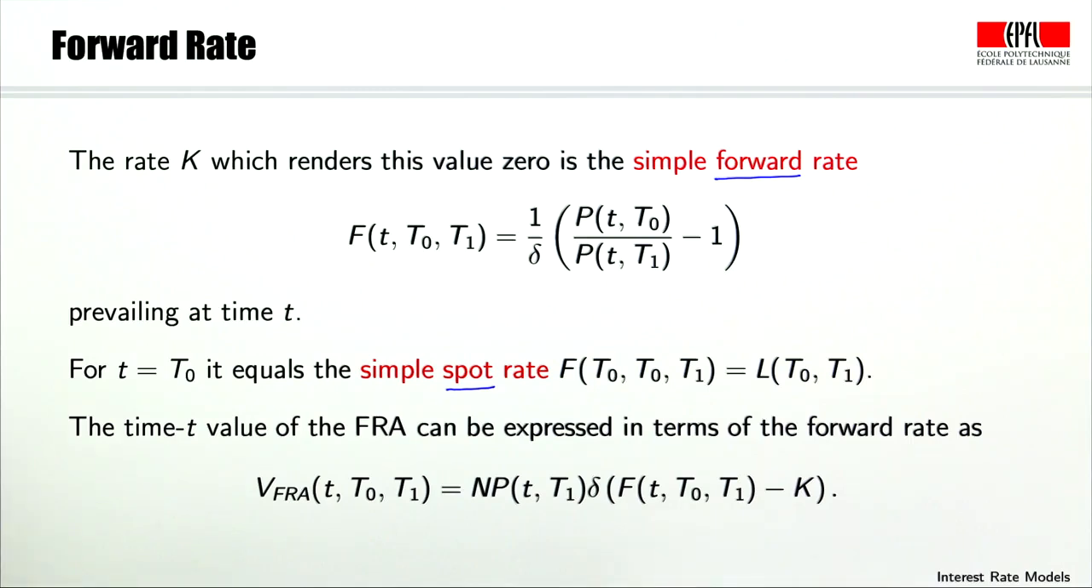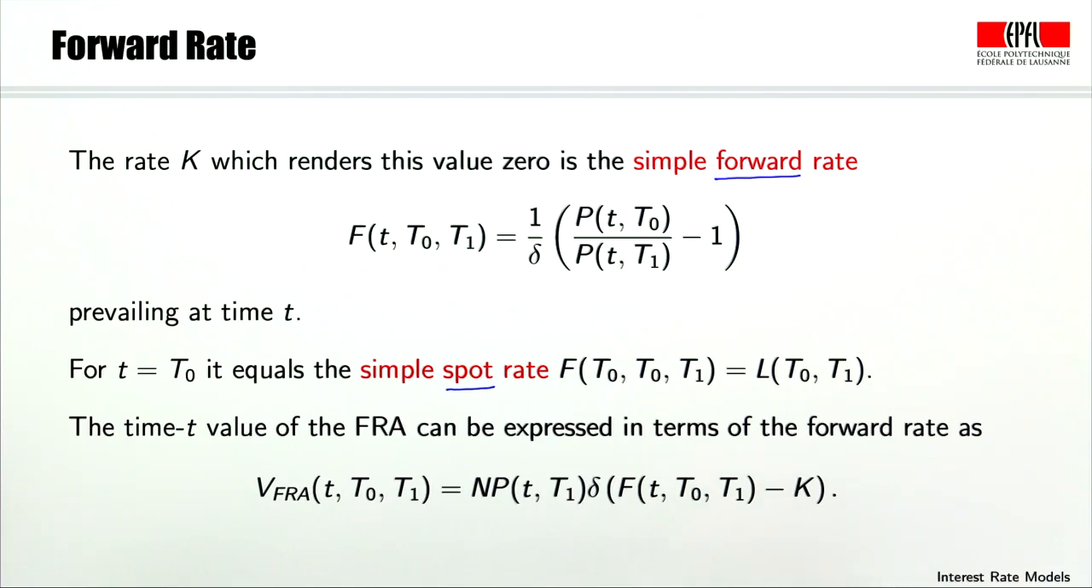It's further an easy exercise to see that we can re-express the time t value of the forward rate agreement in terms of the forward rate as follows. Now this expression nicely shows again that there is a fair choice of the fixed rate K, namely the forward rate, which renders this value of the forward rate agreement 0. If K is chosen too large, the value will become negative. If K is chosen too small, the value becomes positive.